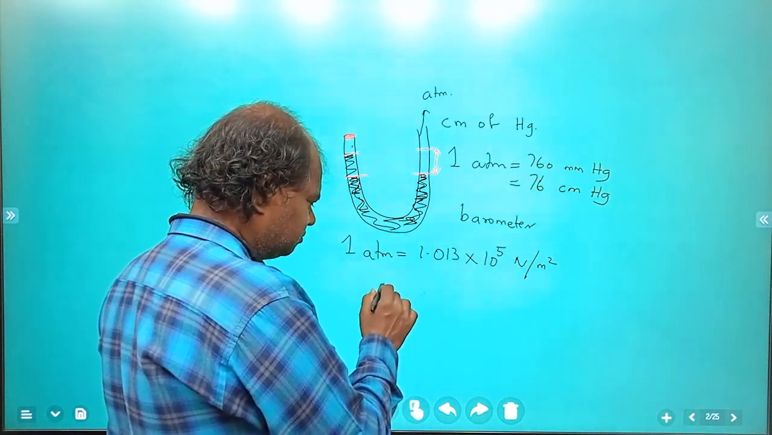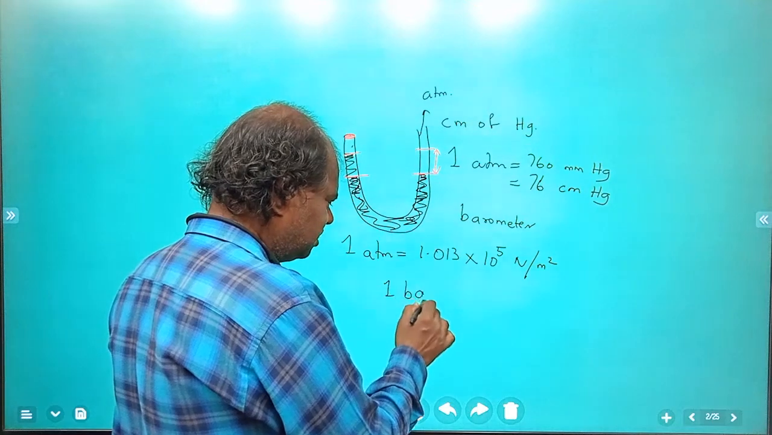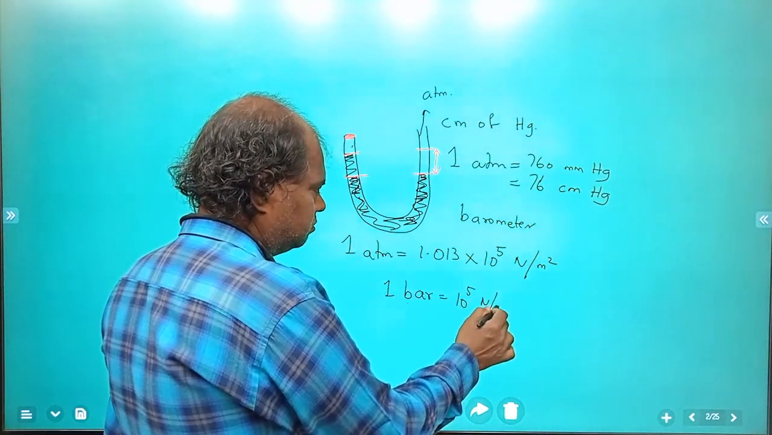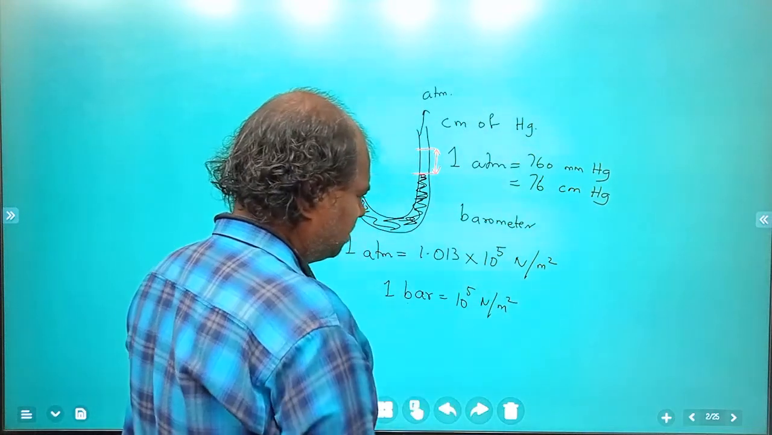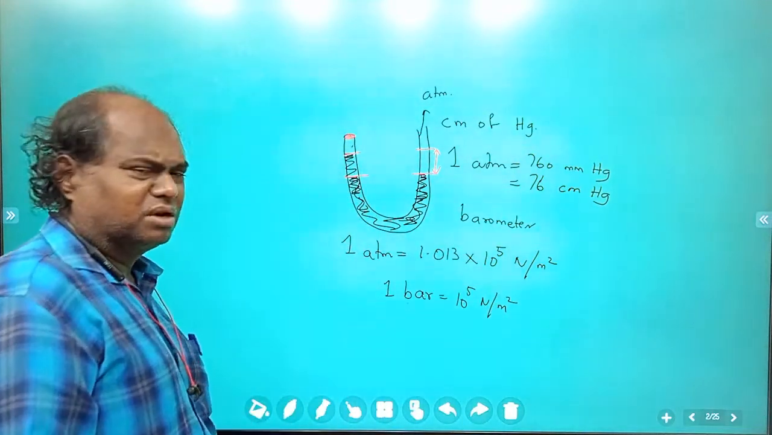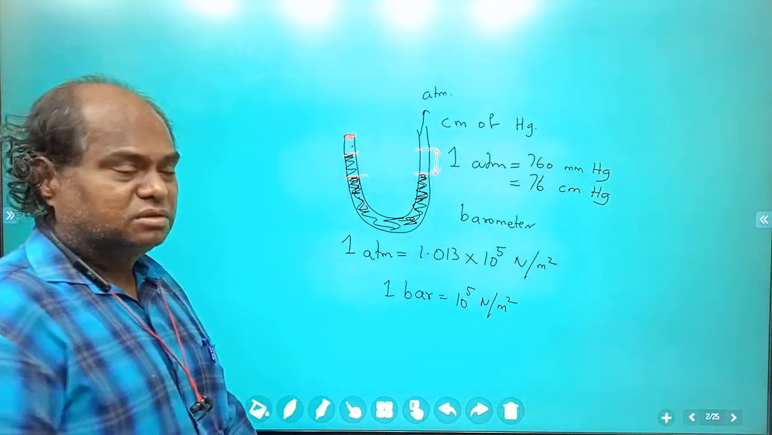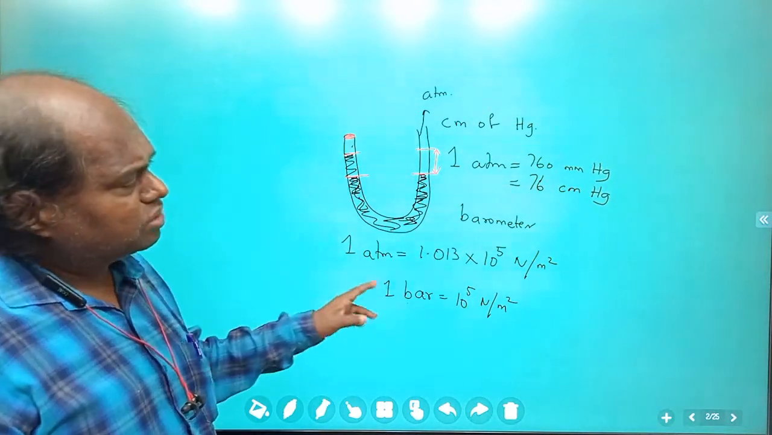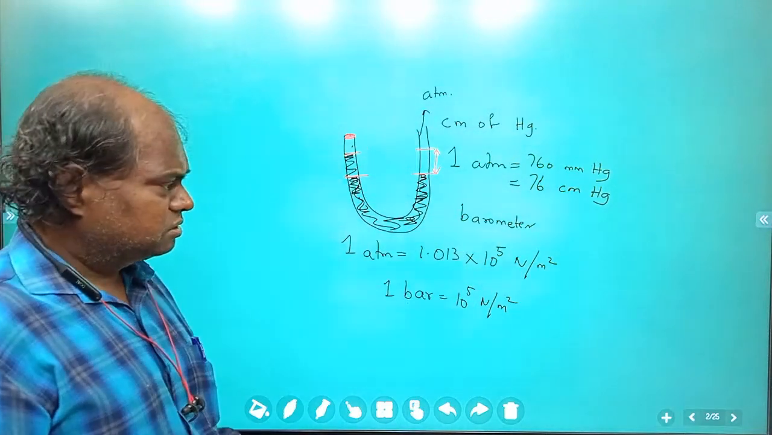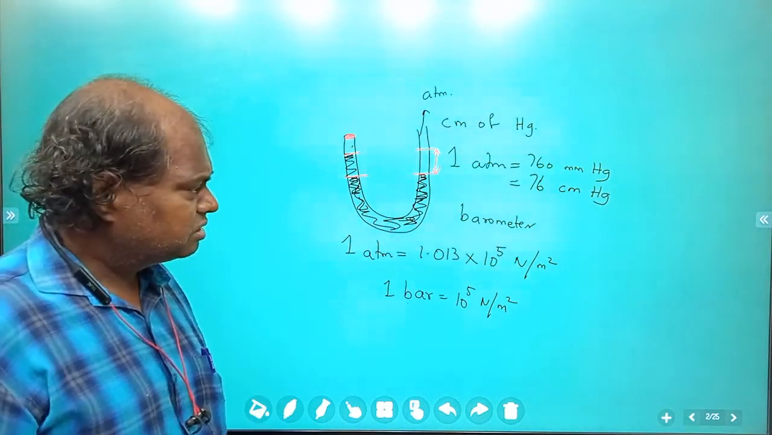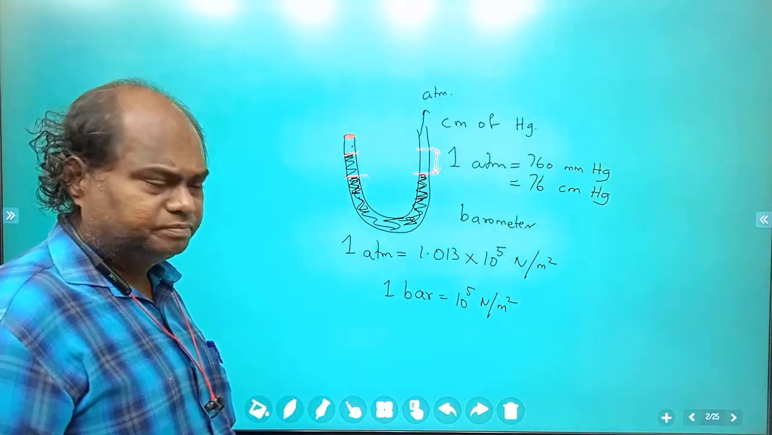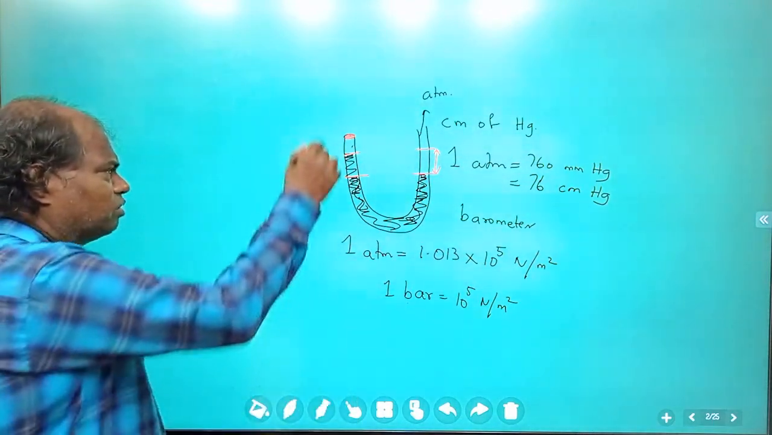Sometimes they write in bar also. 1 bar is actually equal to 10 to the power 5 Newton per meter square. It's almost the same, 1 atmosphere, 1 bar, right? Not much difference. Clear? So suppose you have to convert to SI unit. SI means you have done physics, right? You convert to Newton per meter square. Fine? So all these things I expect you to know about pressure.